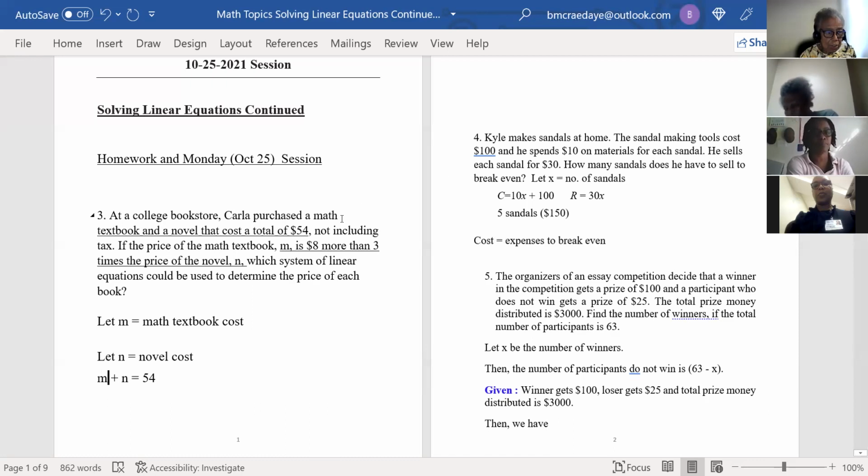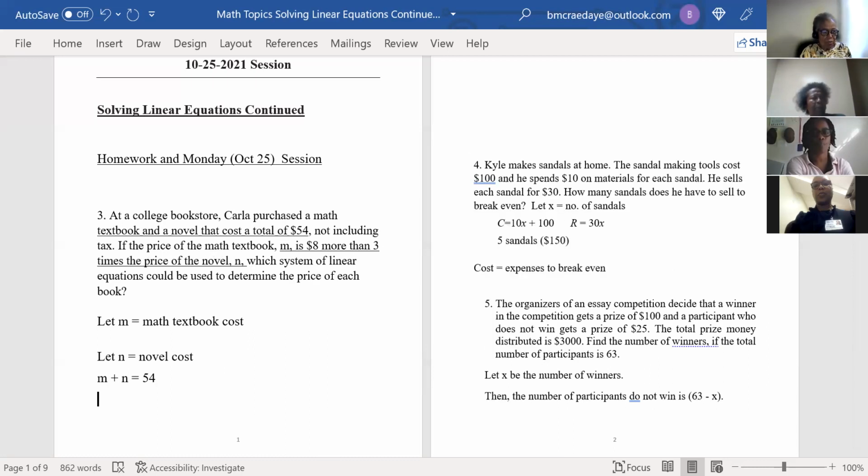You use this expression: M is $8 more than three times the price of the novel N. How do I write that as an equation? "Is" means equal. "More than" means add. "3 times" means multiply. So what would I write, Maureen? I'm a bit confused there. I know to multiply and add, but I'm really confused.